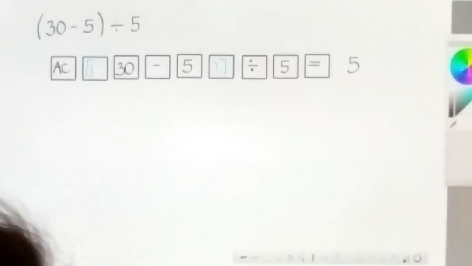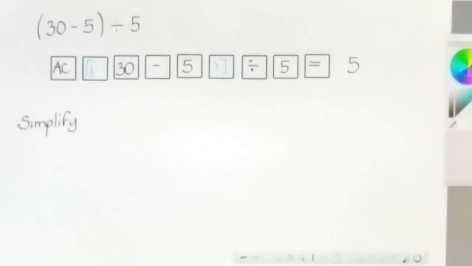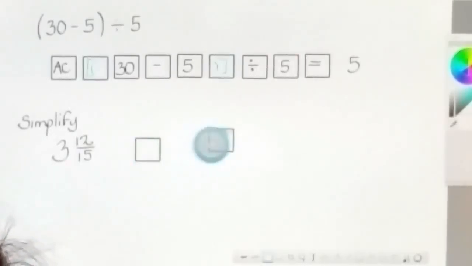I do want to go back to your fraction key for just a minute because I need to show you a mixed number. So suppose that they wanted you to simplify a mixed number. For example, 3 and 12/15. Okay, it's mixed because it has a whole number and a fraction together. So this would be the process for that one. All clear.